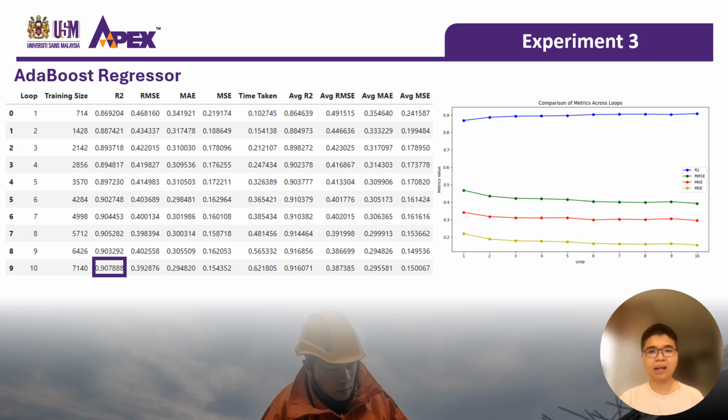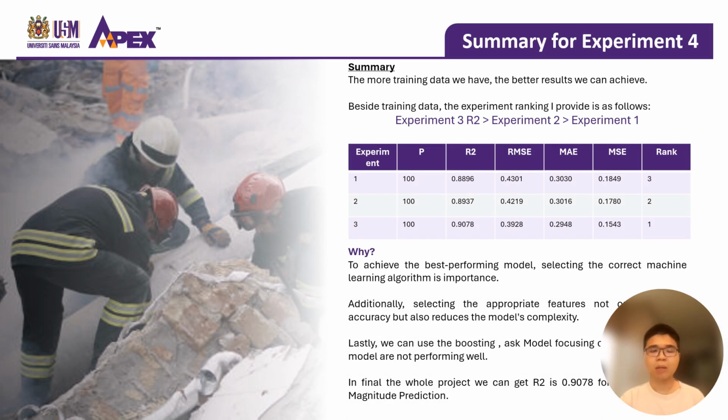Last but not least, experiment 3. The boosting AdaBoost regression is the best method to improve the model performance. The more training data we provide, the higher the R2 score gets. Finally, we can get 0.907 when the training set reaches 100%. And the same thing, RMSE, MAE, and MSE were also reduced. In summary, more training data can lead to better R2 score results.